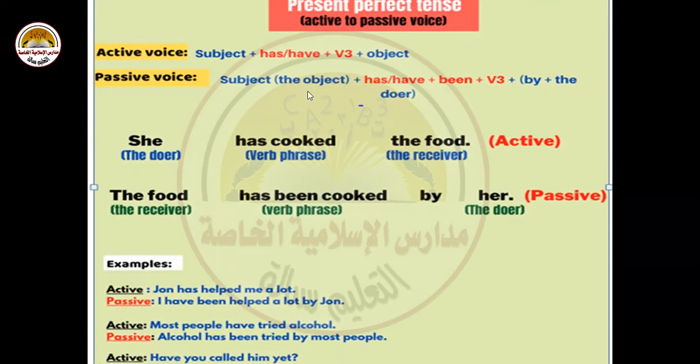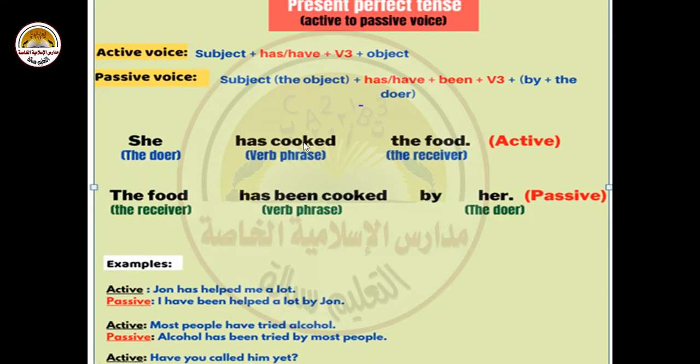In our grade, we are going to talk about present perfect passive. Firstly, why is it important to use the passive sometimes? Sometimes the action is more important than the subject, or we don't know the subject who does this action. For example, she has cooked the food. This is an active sentence. I know the subject, the doer who does this action.